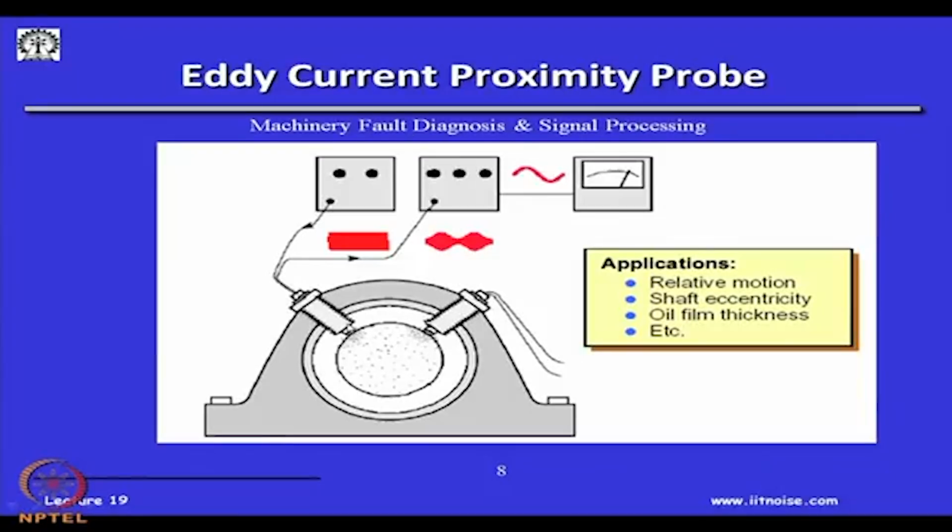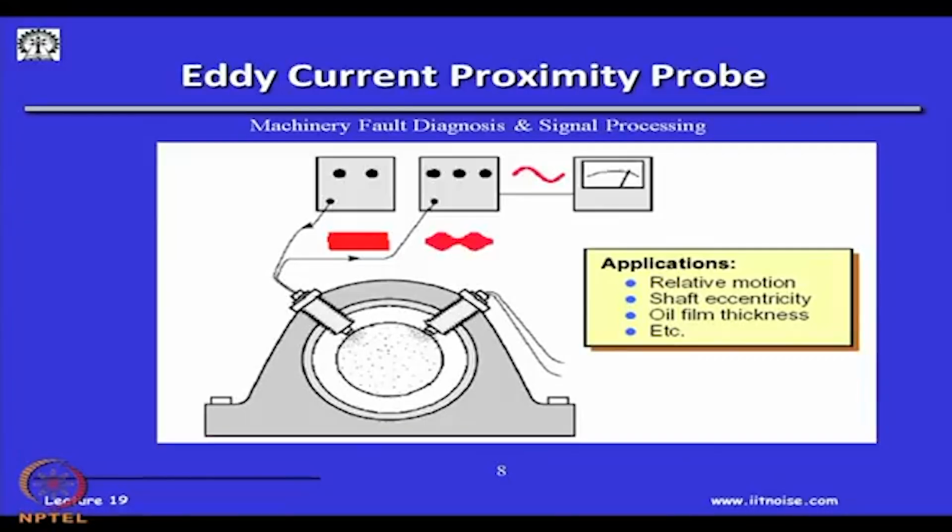So, by putting such an eddy current probe, we can measure eccentricities or gaps which are created between the shaft and its journal or the casing because of a radial run out eccentricity. Okay. They are non-contacting type.